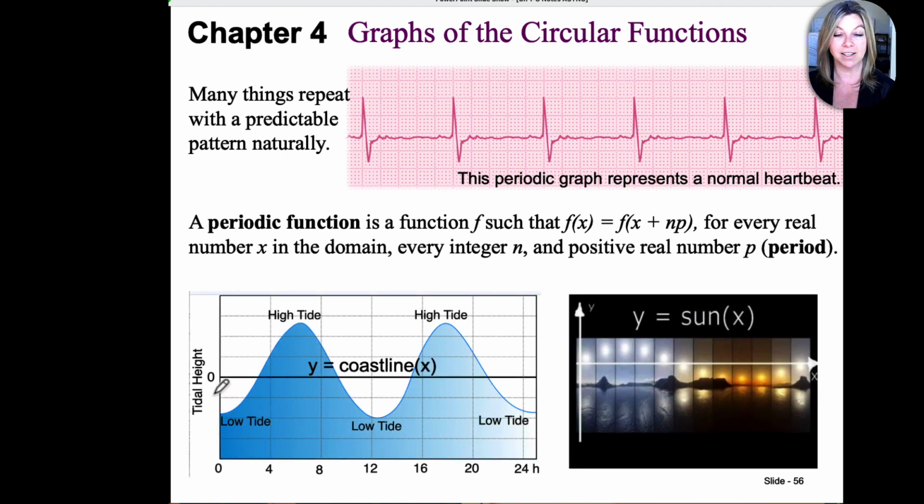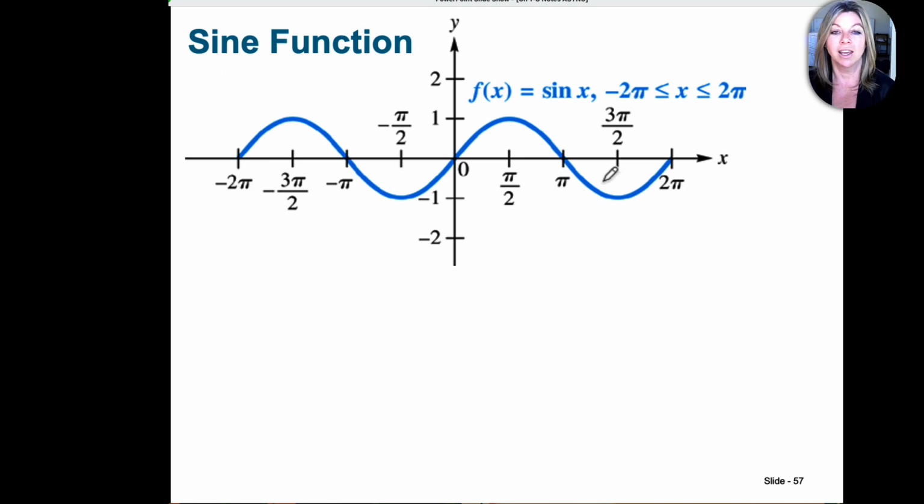A couple more examples here. We can see the tide: we have low tide, high tide, low tide, and then it repeats, high tide, low tide. Here we've got the sun. If you track the way it's setting, rising, and then setting, it looks like the sine function.